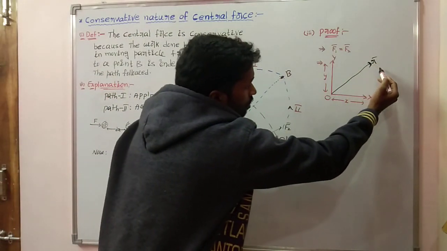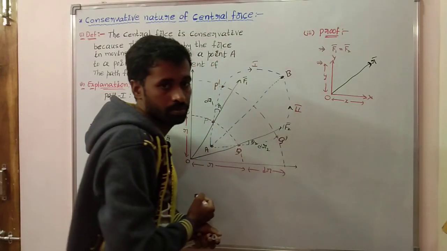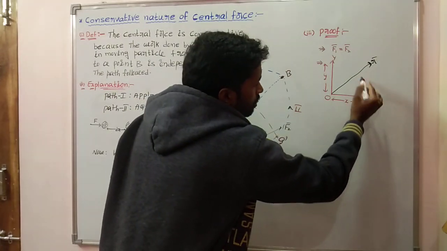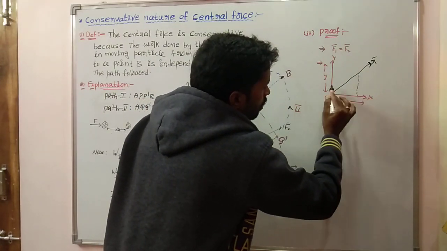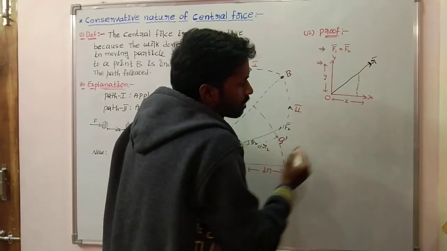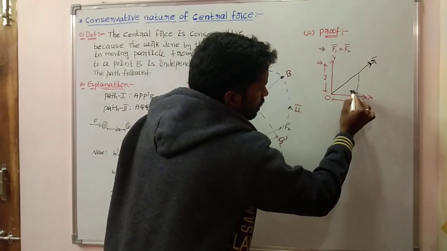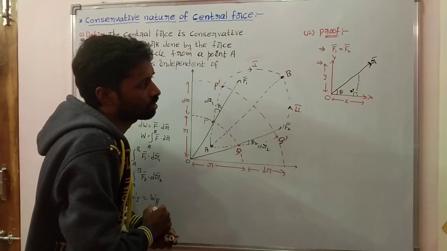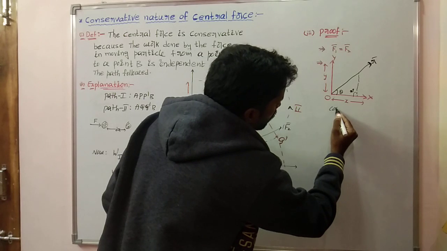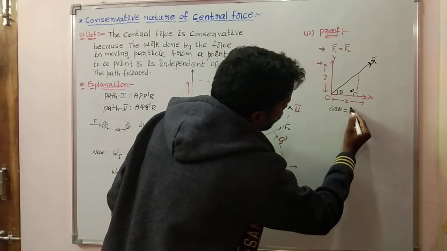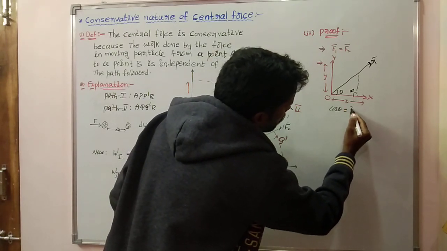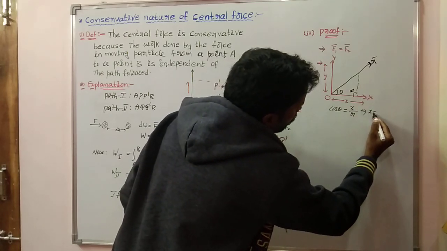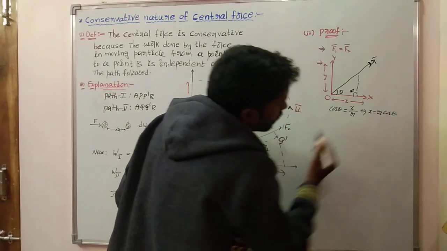What is the projection of r bar on the x axis? Now we draw a line parallel to the y axis. This is 90 degrees. Let us suppose r bar makes an angle theta with the x axis. Then cos theta equals adjacent by hypotenuse. What is our hypotenuse value? R. Then x equals r cos theta.